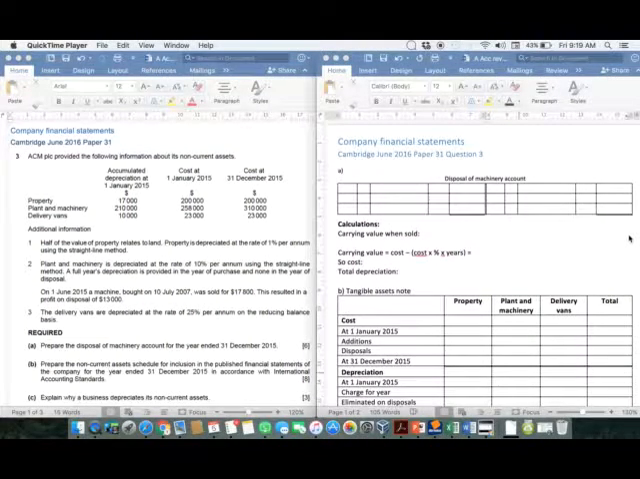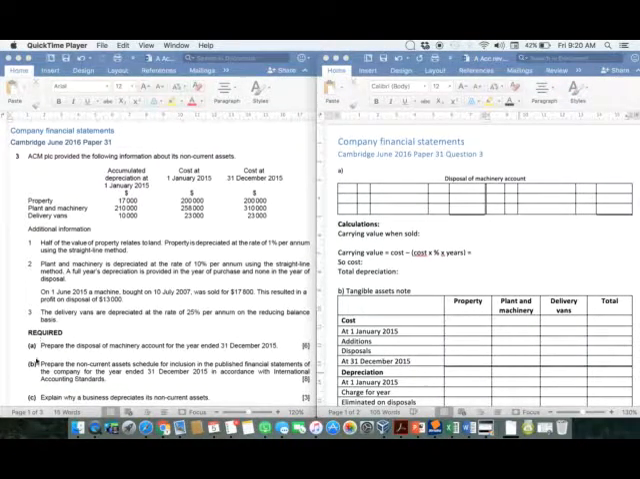Today, I'd like to look at a question relating to company financial statements, particularly looking at the non-current assets or tangible assets. The question that we're going to look at is from the Cambridge paper, June 2016, paper 3.1. ACM plc provided the following information about its non-current assets. You can see that a number of balances have been given and some additional information.